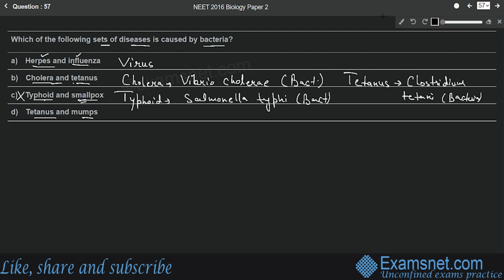And the last one we have tetanus and mumps. So we have seen that tetanus is caused by Clostridium tetani, that is a bacteria. Okay, but the second one, that is mumps, is a viral disease, and it is caused by variola virus. So the only set in which both the diseases are caused by bacteria is the second one. So option B will be the correct answer.